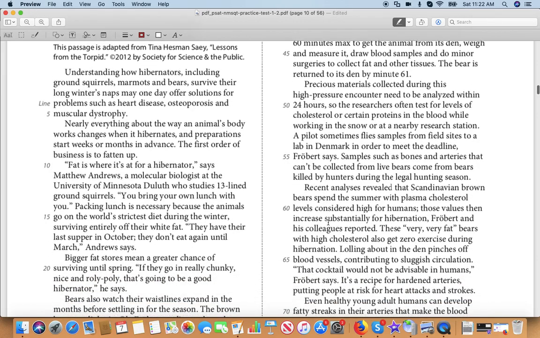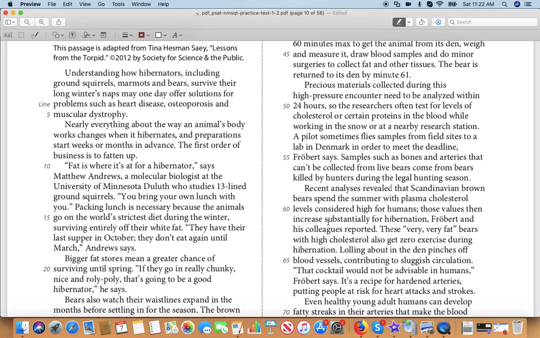Precious materials collected during this high-pressure encounter need to be analyzed within 24 hours, so the researchers often test for levels of cholesterol or certain proteins in the blood while working in the snow or at a nearby research station. A pilot sometimes flies samples from field sites to a lab in Denmark in order to meet the deadline, Frobert says.